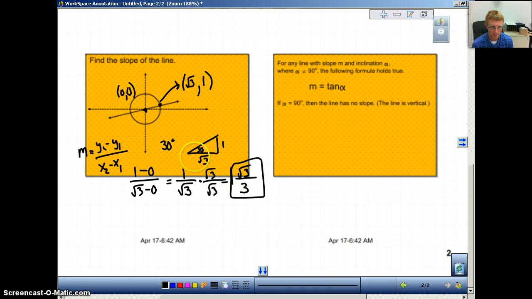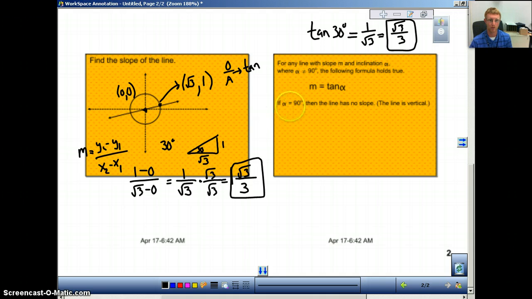Now, if you think about what we just did there, look at this triangle. Opposite over adjacent. Opposite over adjacent is always tangent. So basically, that's where this slide comes in. For any line with slope m and inclination of alpha, where alpha is not 90 degrees, the following formula holds true. The slope of that line will always be whatever the tangent of that degrees is. So in this case, we knew the inclination was 30 degrees. If we figured out what the tangent of 30 degrees is, that would be equal to 1 over the square root of 3, which ends up being the square root of 3 over 3. So you get the same answer.